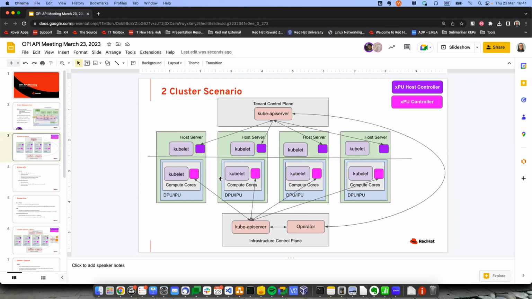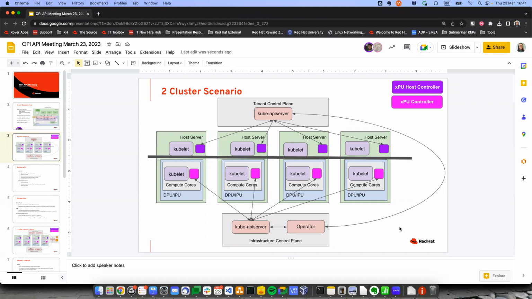I guess you could. The view we have right now is that this is the tenant cluster up here. I just drew this line to separate it and show it clearly. Below this line is an infrastructure cluster, and the role of the infrastructure cluster is to service the networking, or to offload the tenant networking into the DPUs. Does that make sense? Yeah, it makes sense.